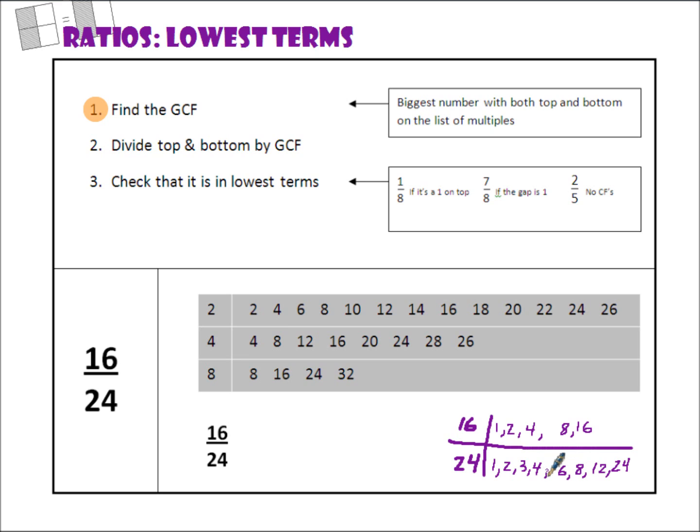Now 5 won't work, and so that means I'm finished. It's a lot of factors for 24. Now we can take a look.